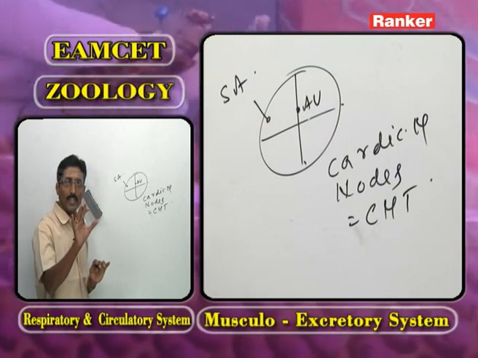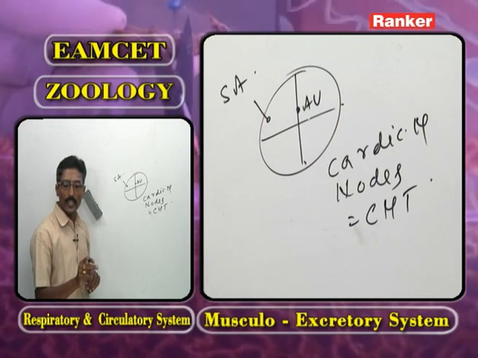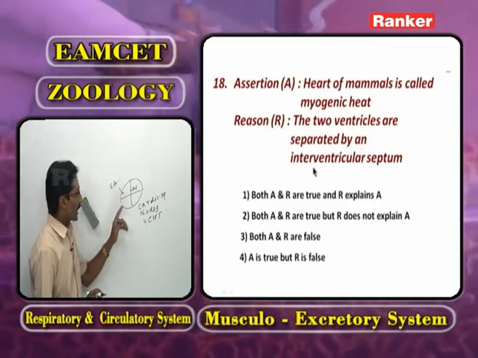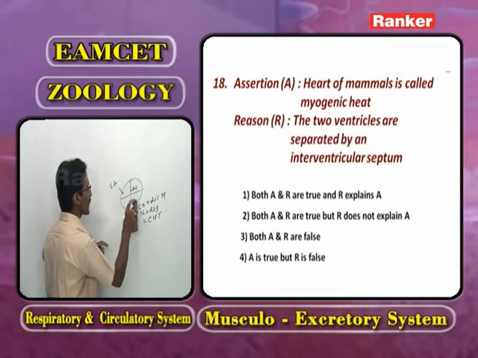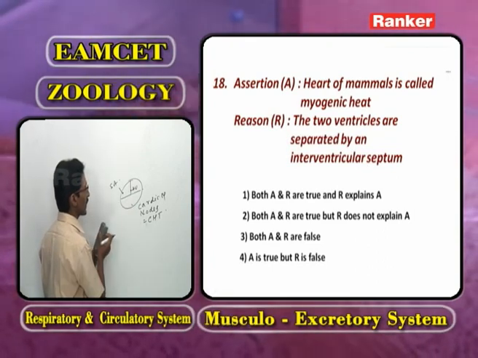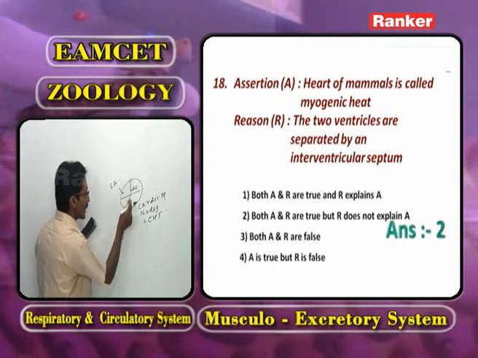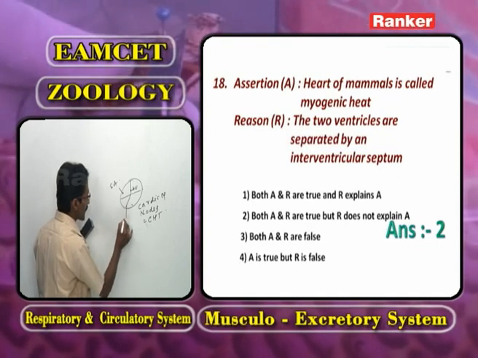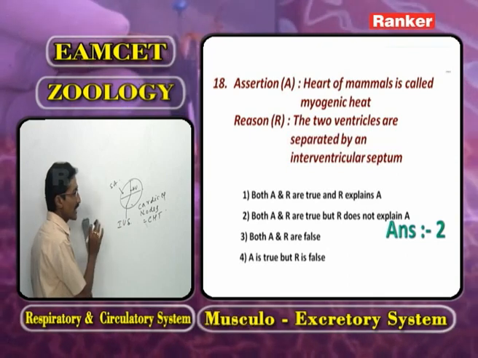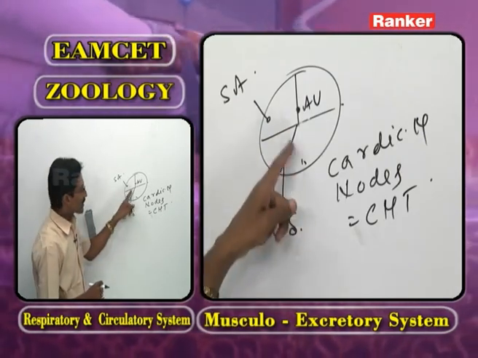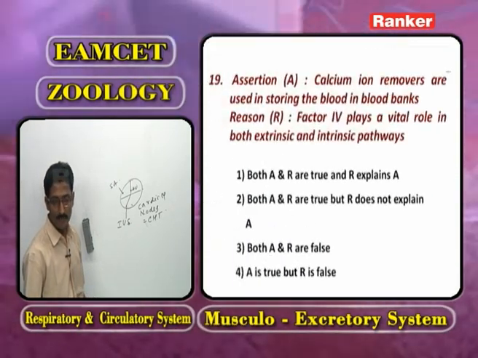The heartbeat is under the control of muscle tissue. But here, what is the reason? The two ventricles separated by interventricular septum. Now these are two ventricles. As we observe the ventricles, the two ventricles are separated by an oblique septum, that is called interventricular septum. So A and R are correct, but R does not explain A. Now we go for the next question.